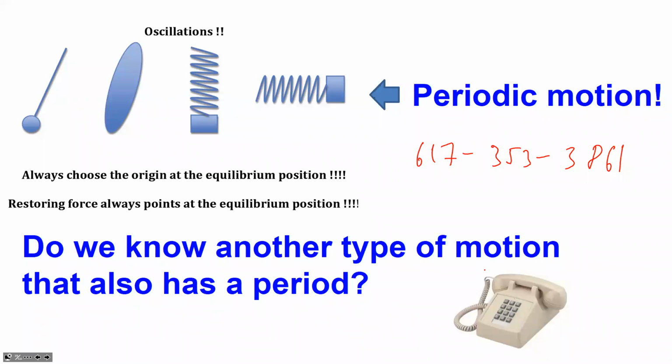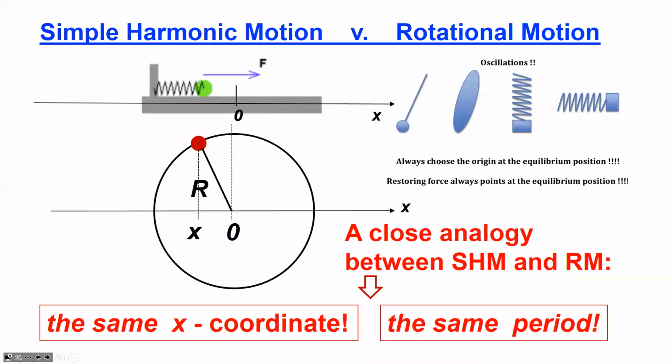And what do we know about rotational motion? One word answer is everything. Here we need to look at, again, the motion of this point. This point, the shadow of the ball, the X coordinate of the ball, travels horizontally back and forth exactly like this ball.